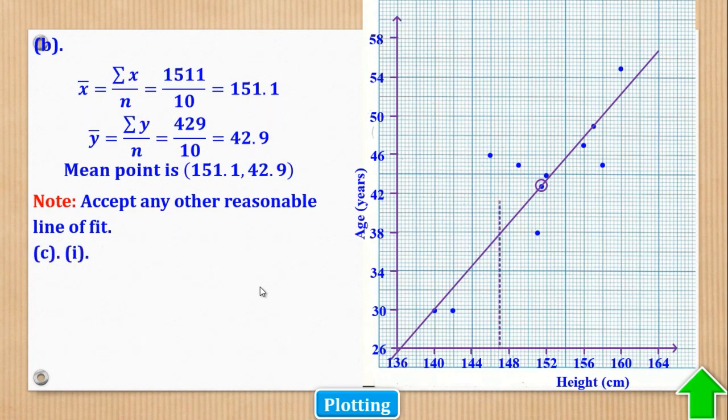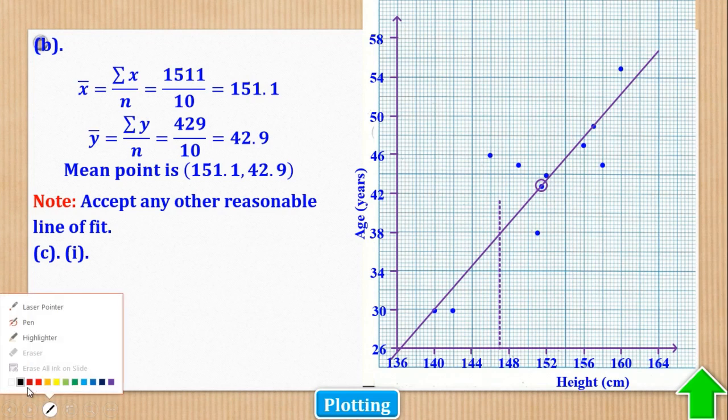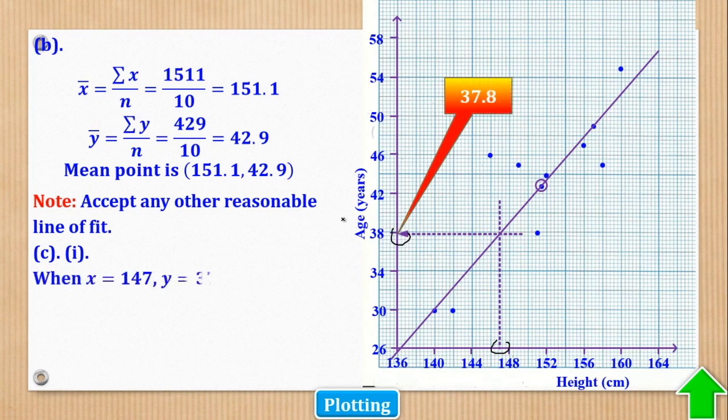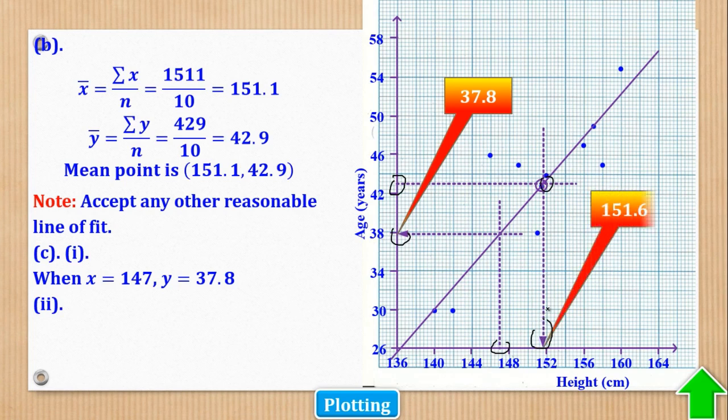So when x is 147, come and take a vertical line up at 147 to meet the line of best fit, then take a horizontal line to meet the vertical axis and read off that value. And that will be the value of y. Then Roman 2, do the same. Look for 43, take a horizontal line to meet the line of best fit, take a vertical line down to meet the horizontal axis and read off that value. And that will be the value of x. Basically, that's what they wanted in this question.